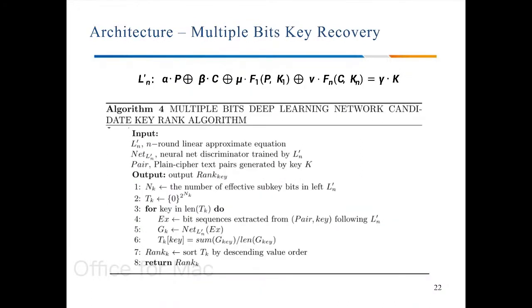As for multiple-bit key recovery, it is quite different from the single 1-bit case, because there are several bits in the subkey, called effective subkey bits. N-bit effective subkey can set up an arrangement, and we have to search those possible key candidates and test them to determine the most likely candidate. So the key recovery algorithm will score each candidate according to the prediction of the network.